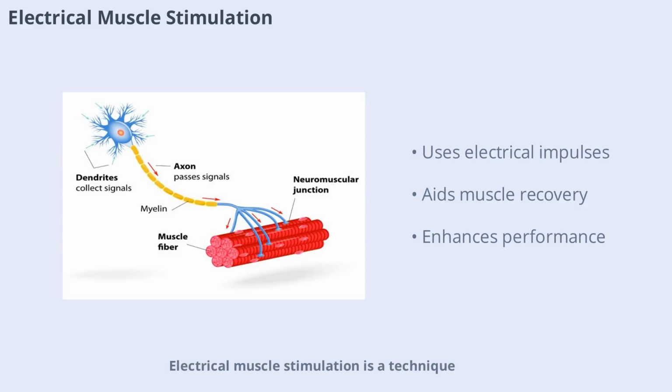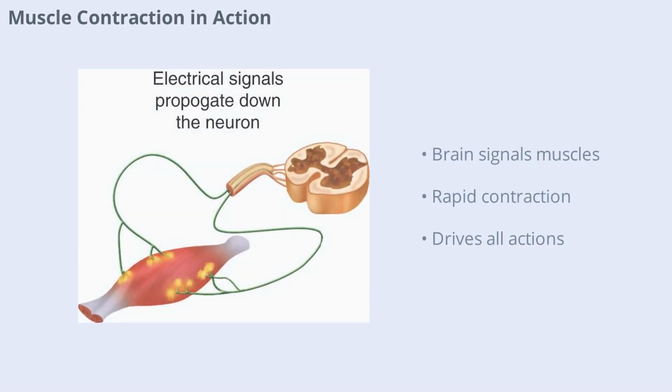Electrical muscle stimulation is a technique that uses electrical impulses to activate muscles. This method is often used in rehabilitation and athletic training to enhance muscle performance or aid recovery. By mimicking the body's natural signals, electrical stimulation can help maintain muscle strength and prevent atrophy, especially when normal movement is limited. See muscle contraction in action.